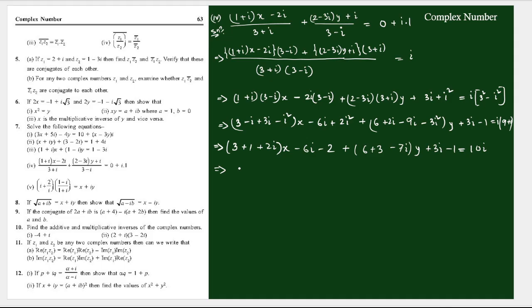Now here 3 plus 1 is 4 plus 2ix. 6 minus 6 plus 3i is minus 3i. Minus 2 minus 1 minus 3 plus 6 plus 3 is how much? 9 minus 7i into y equal to 10i.